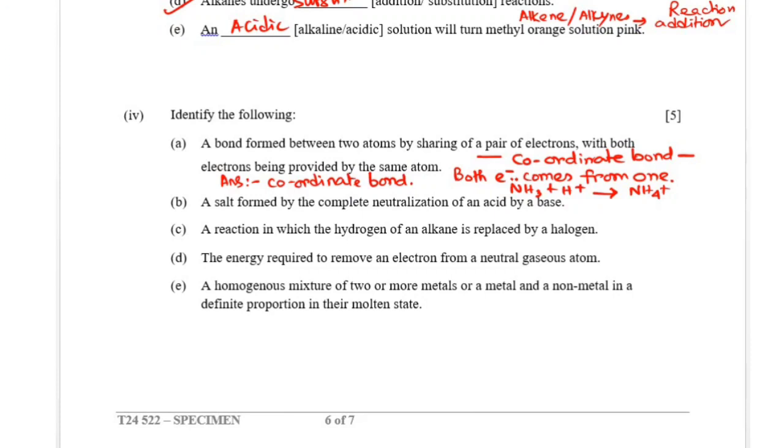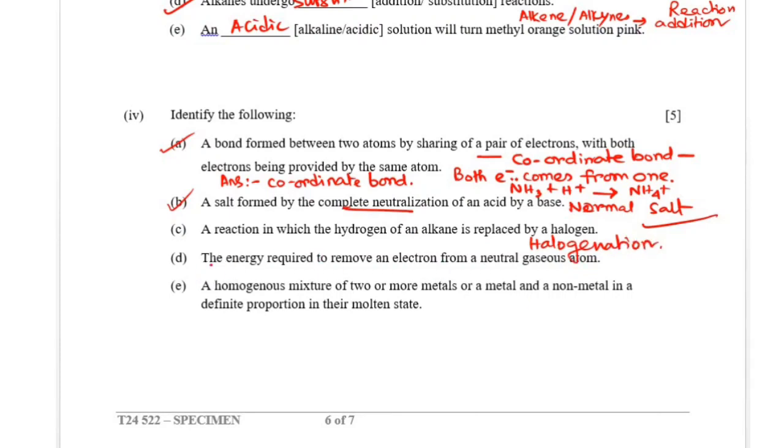B. A salt formed by the complete neutralization of an acid by a base is called normal salt. Complete neutralization gives normal salt. Incomplete neutralization gives acid salt. Next question: a reaction in which the hydrogen of an alkane is replaced by a halogen is called halogenation reaction.